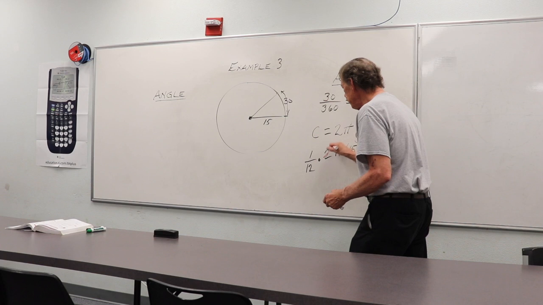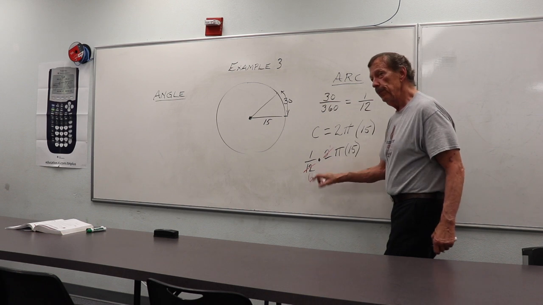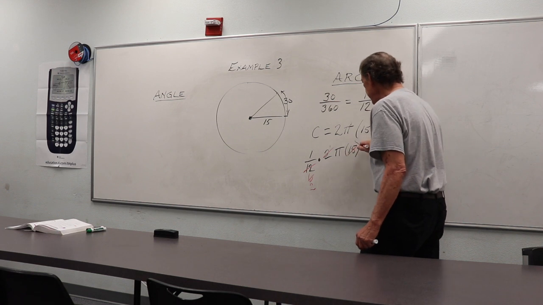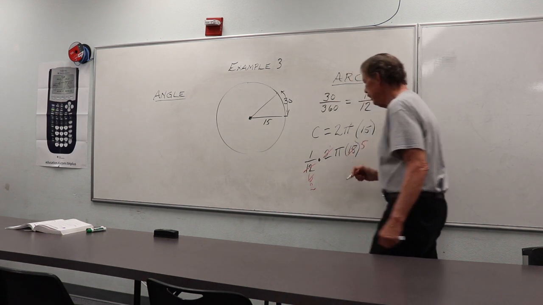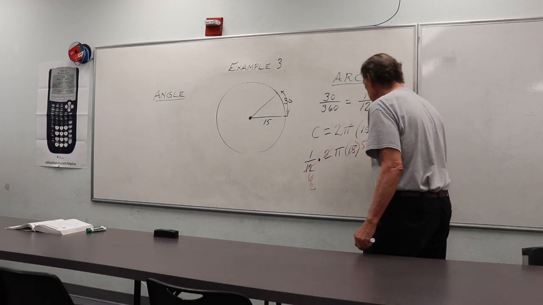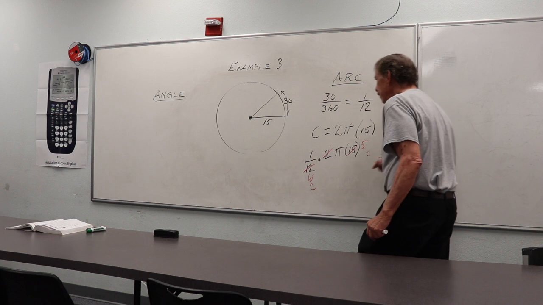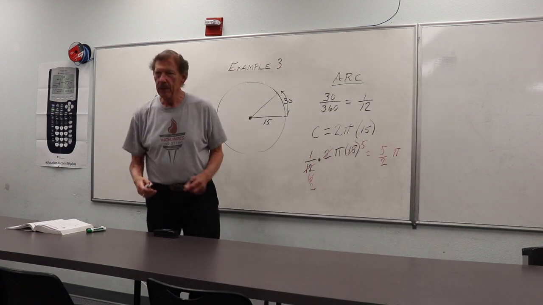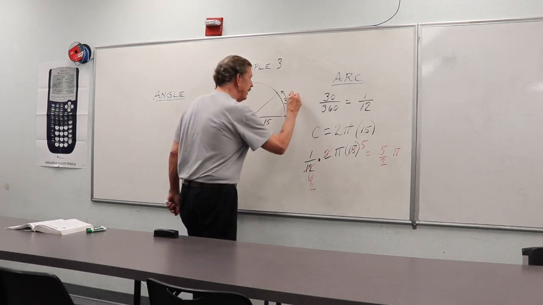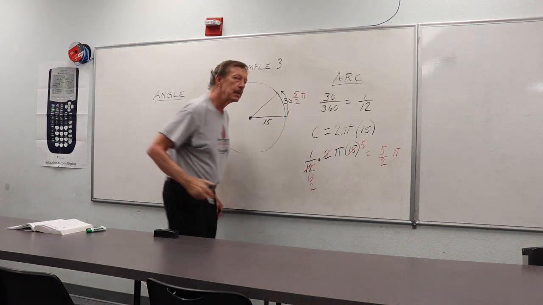2 goes into itself once and into 12 6 times. 3 goes into 6 twice and into 15 5 times. When we get done reducing, we end up with 5 halves pi. In other words, in this circle, this 30-degree arc has a length of 5 halves times pi.